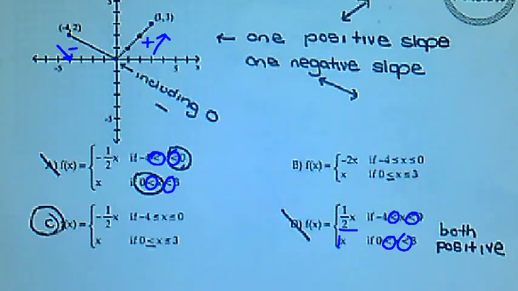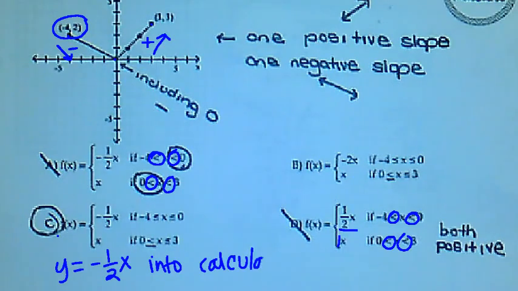Okay, and then lastly, we chose C because of this coordinate right here. So if you put y equals -1/2 x into your calculator, you would see that it has a coordinate of -4, 2. If you put -2x in, that does not work.